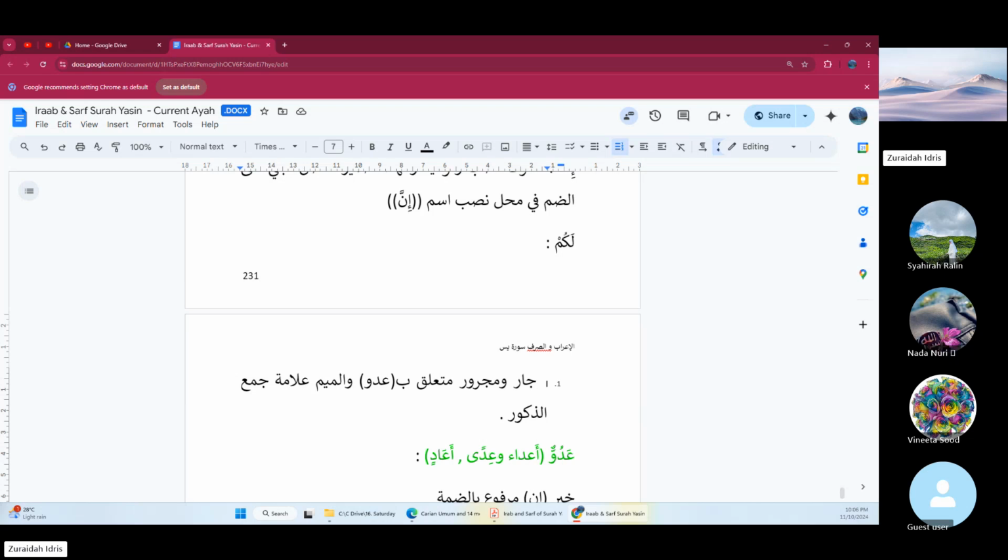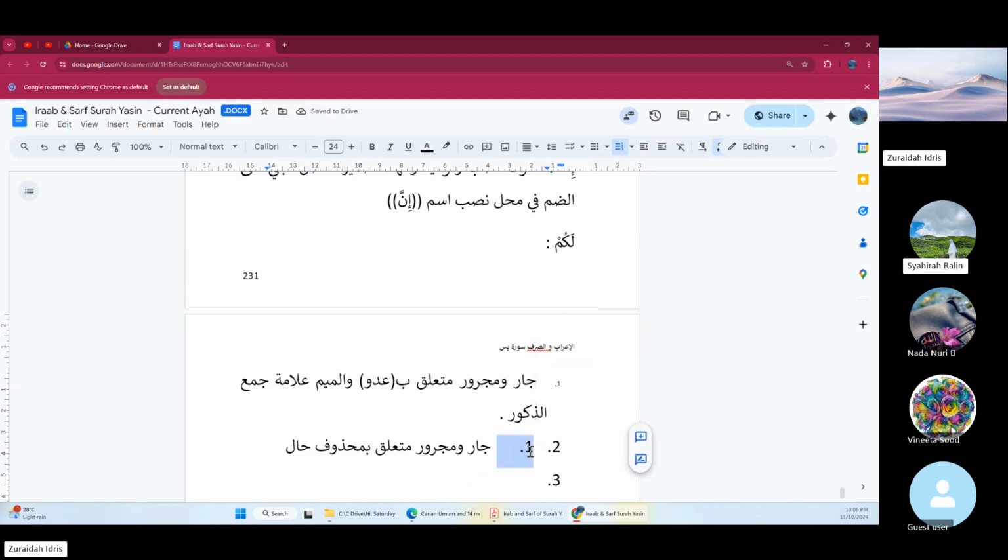Okay, good. So in that case, we'll say fi mahali nasab, the whole thing will be fi mahali nasab. Or what we would do is we would just say this. I think you've seen this before when we did the zarf. When we do the shibhu jumlah, we normally just say jar wa majrur muta'alliq to a hal that is mahzuf. That's simple.